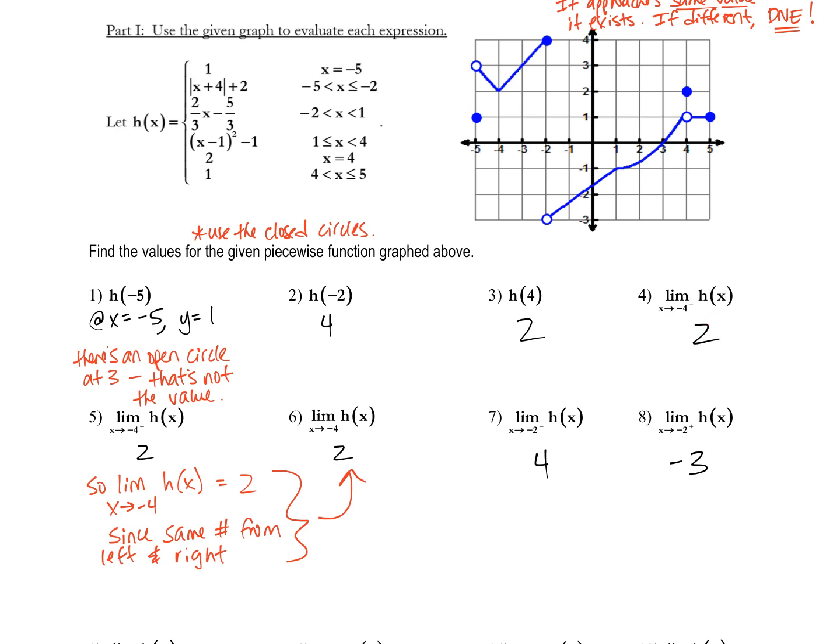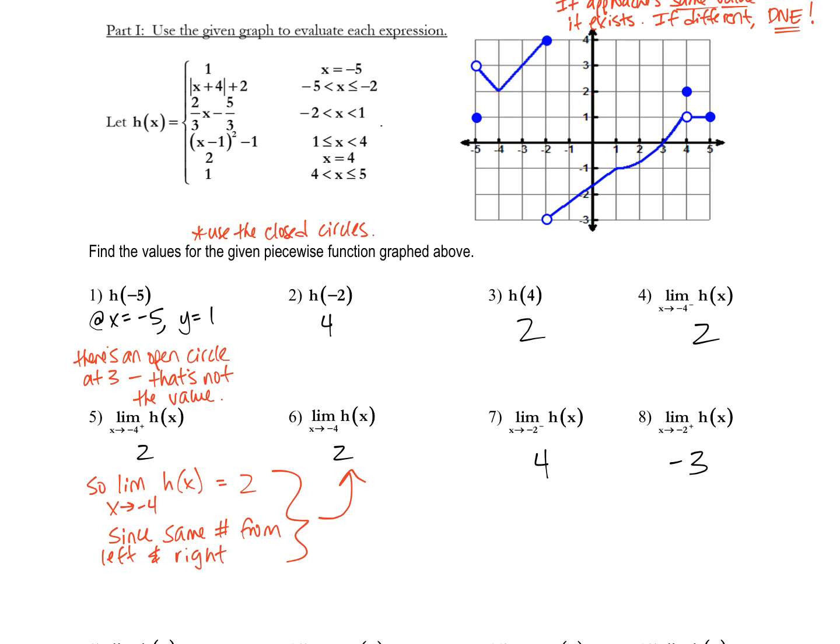Okay, how about as x approaches -4 from the right? So again, here's -4. And as x is approaching -4 from the right, so now it's at -2, it's at -3, it's getting closer, closer, closer. The limit is 2.